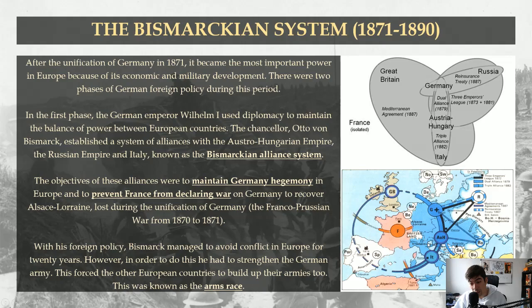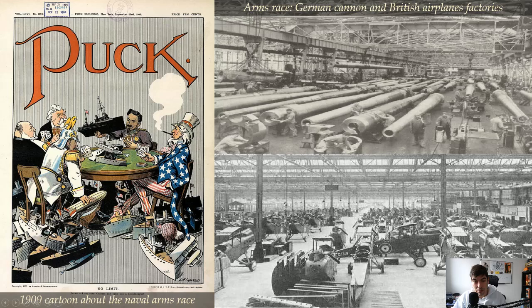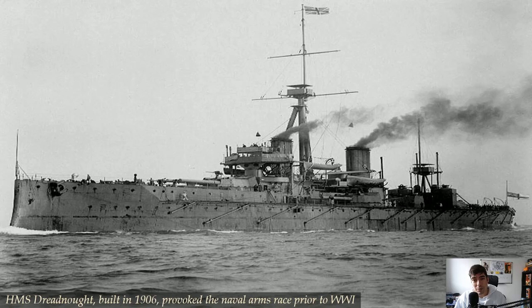Here you have this arms race with all these battleships and this weapons factory and airplane factory, and this industry grew a lot during this period. And it was very significant in the fleet arms race, because the Germans wanted to compete with the British home fleet. And this is the HMS Dreadnought, which was one of the most powerful battleships of that time.